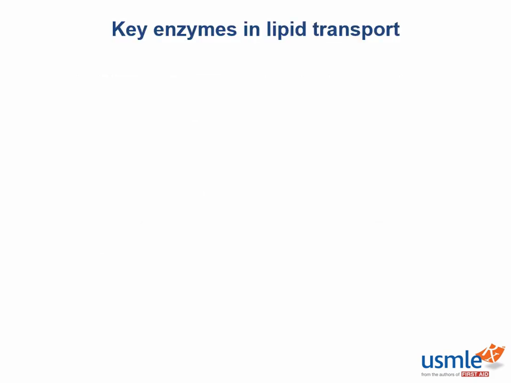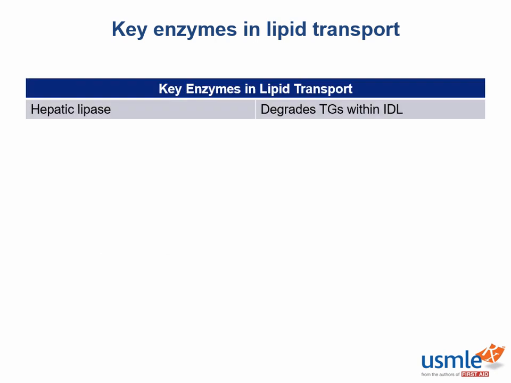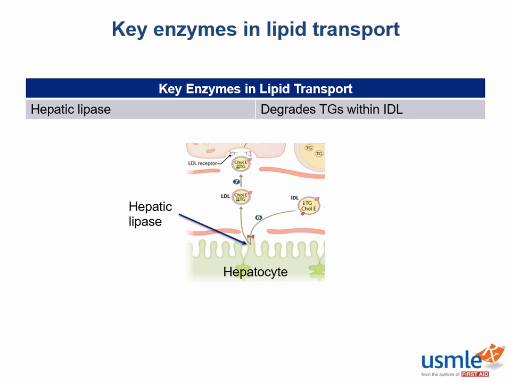Alright, so next up we're going to talk about a few key enzymes in lipid transport. Our first one here is hepatic lipase. Now, hepatic lipase works within hepatocytes to degrade triglycerides within IDL particles. Now, after this process takes place, what do you think is formed? There you go, an LDL particle. And this LDL particle is then released back into systemic circulation.